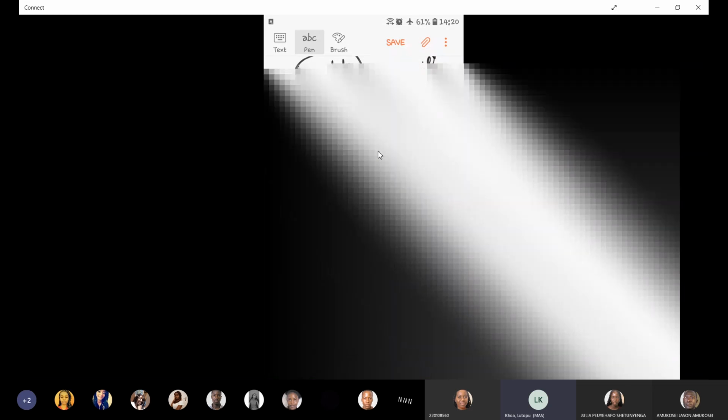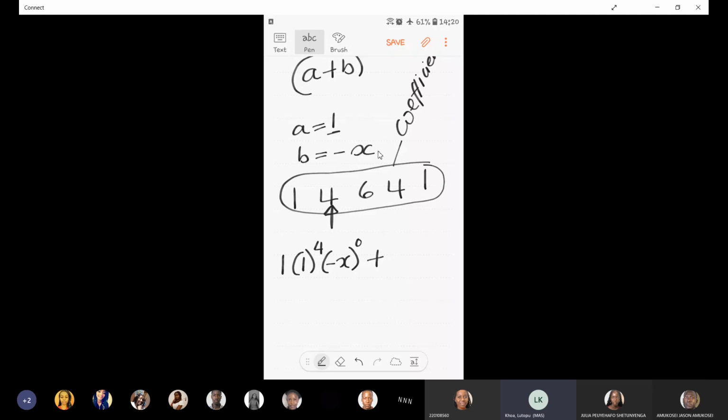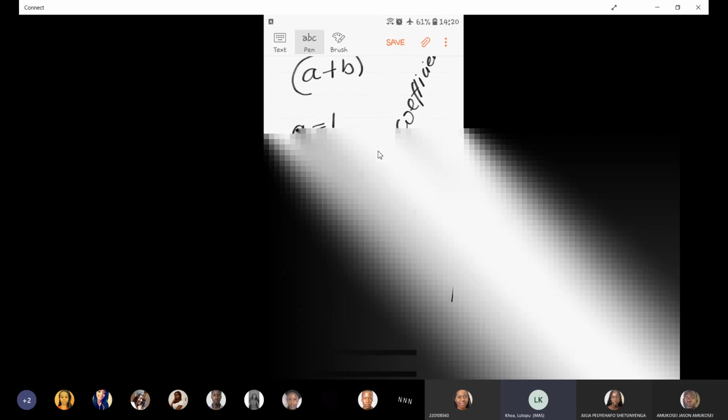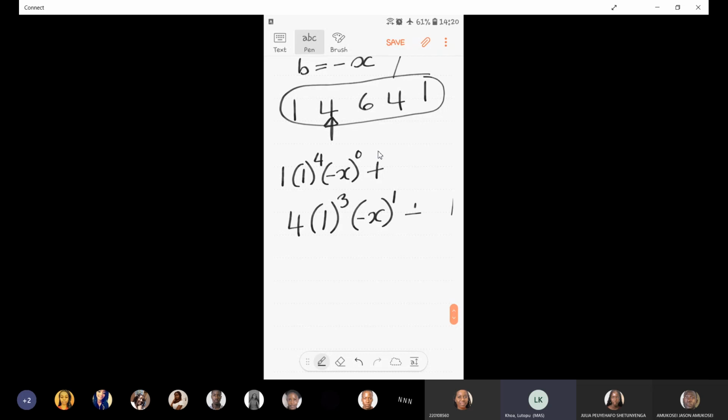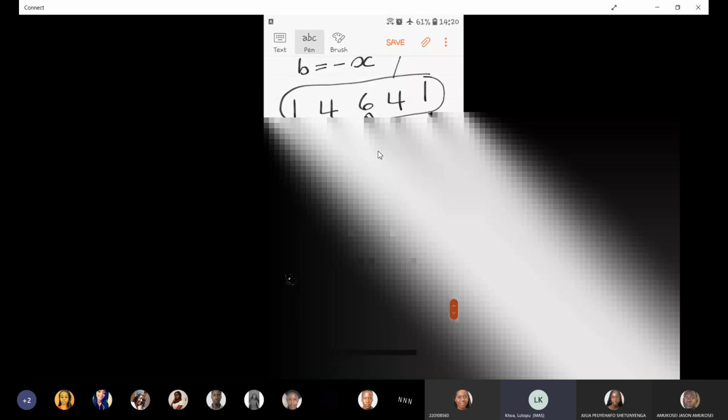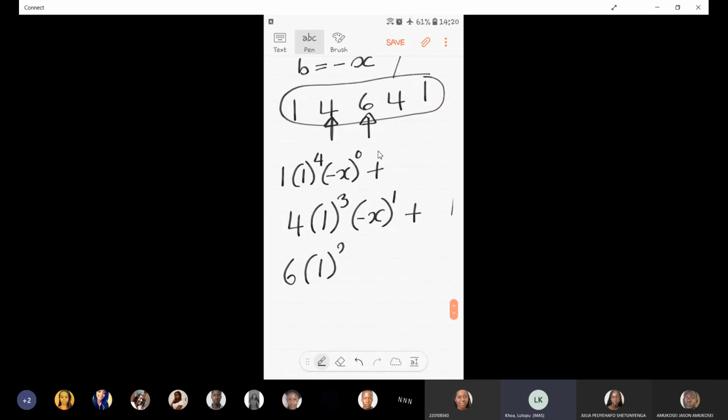Then the second one, my coefficient is 4, so I have 4. Then my A is 1. The power should decrease to 3. And then my B, minus x to the power of 1. And then the next coefficient is 6. I have 6. I have 1 to the power of 2. So you can see 4, 3, 2. Those are decreasing. And then I have minus x to the power of 2. These are increasing. 0, 1, 2.